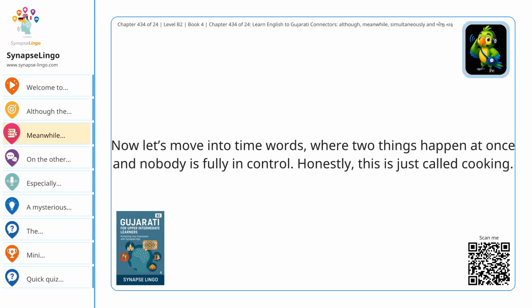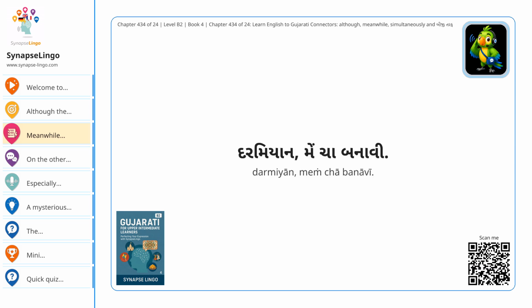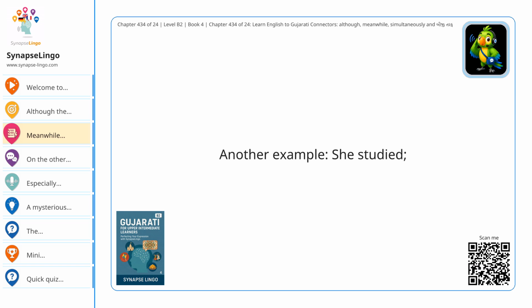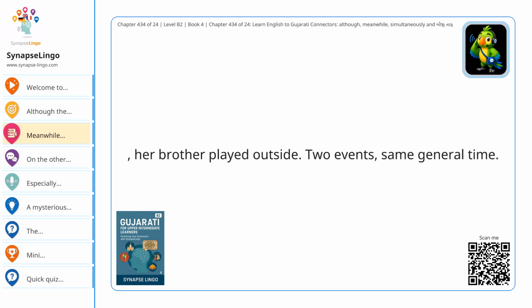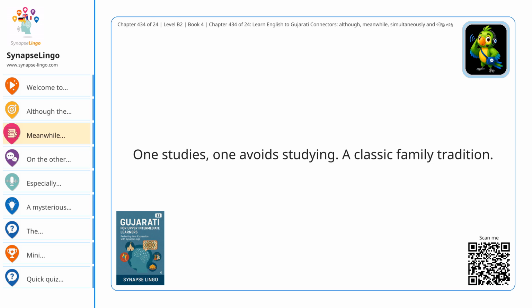Meanwhile, chaos in the kitchen. Now let's move into time words, where two things happen at once and nobody is fully in control. Honestly, this is just called cooking. The word for meanwhile is દરમિયાન. Example: દરમિયાન, મેં ચા બનાવી. Meanwhile, I made tea. Another example: she studied, દરમિયાન, her brother played outside. Two events, same general time.